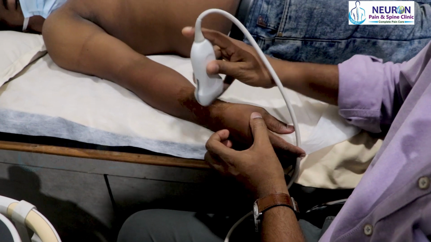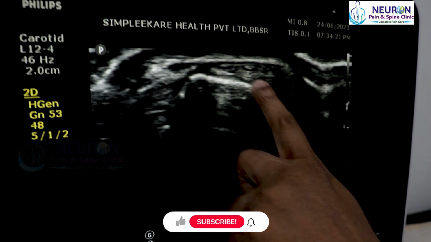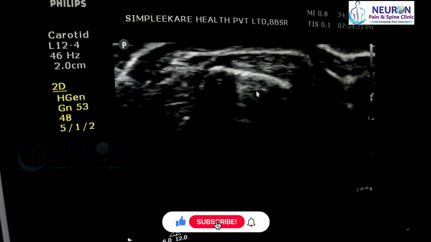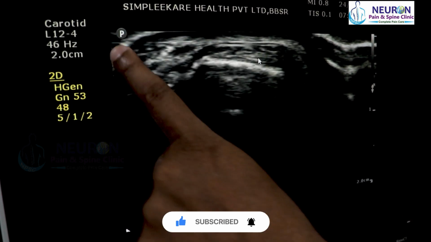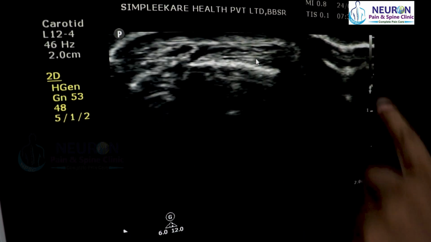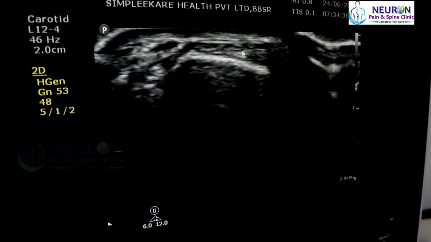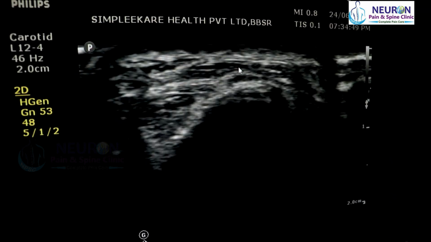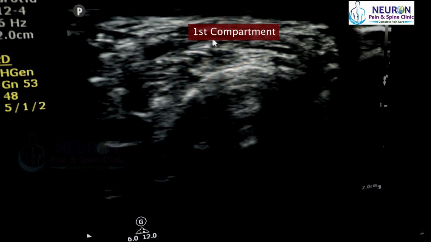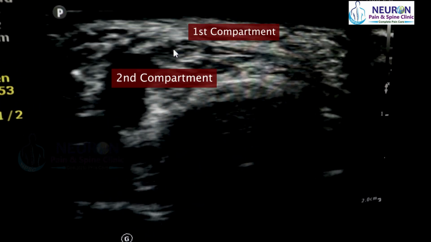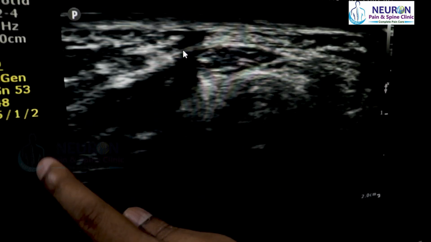Have a look at how it looks in ultrasound. So this is my first compartment. I'm just putting a pointer. So these are the first compartment tendons. This part is posterior or dorsal, this is anterior. As I scan proximal, have a look, this is the proximal part of the first compartment, and see, it is going over the second compartment, that is the second compartment. So it crosses over and goes to the dorsal part.